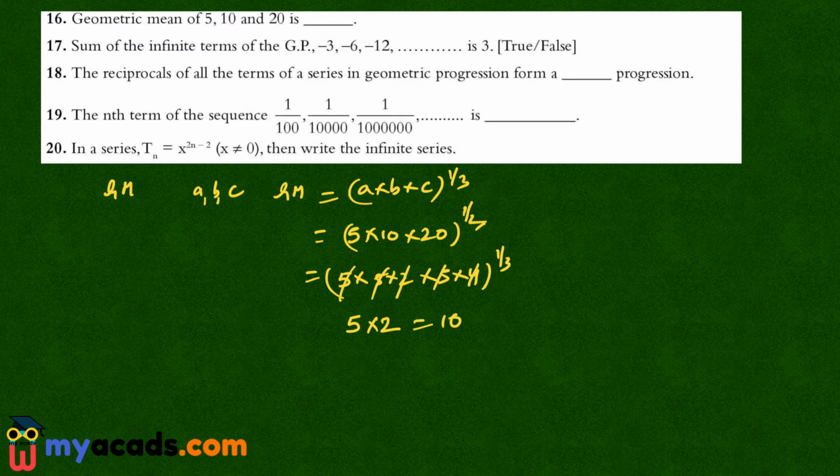So my answer is 10. So the geometric mean of 5, 10 and 20 is 10.